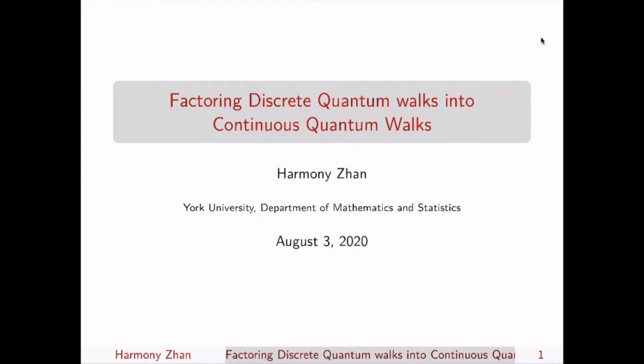Today our speaker is Harmony Zhan from York University. Let's see if she can tell us about discrete quantum walks and how to decompose them into continuous quantum walks.